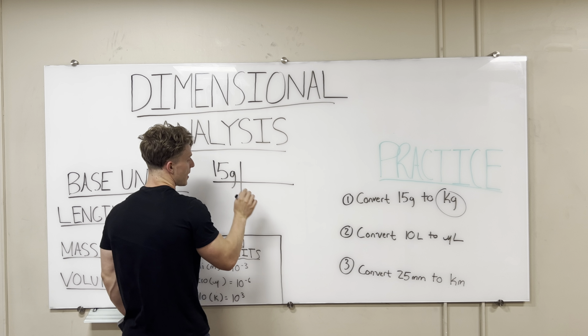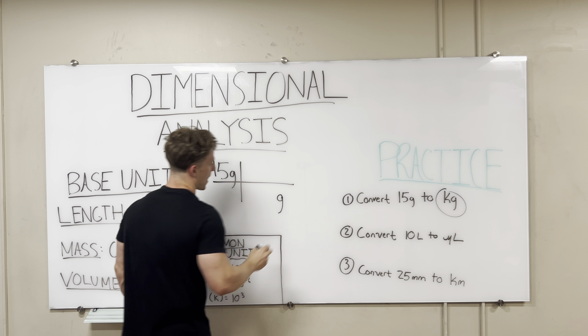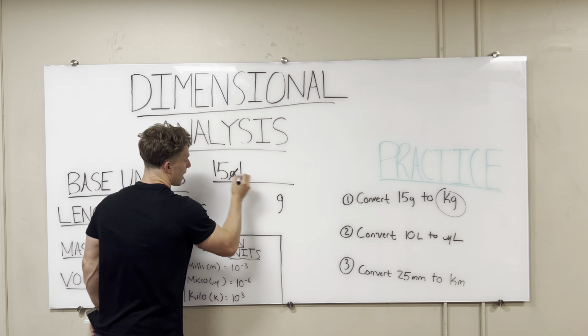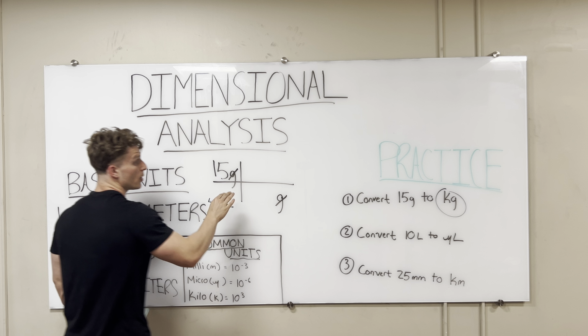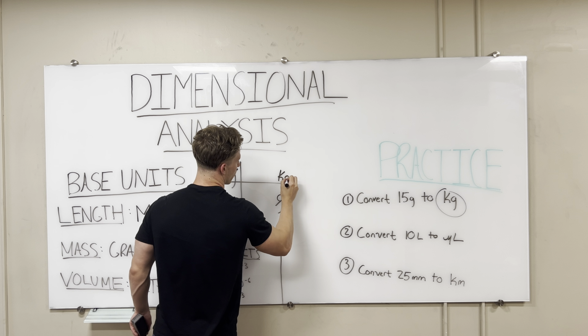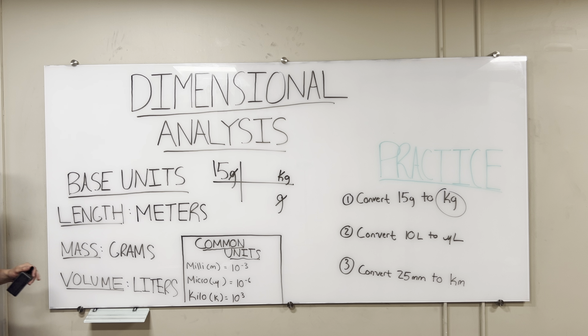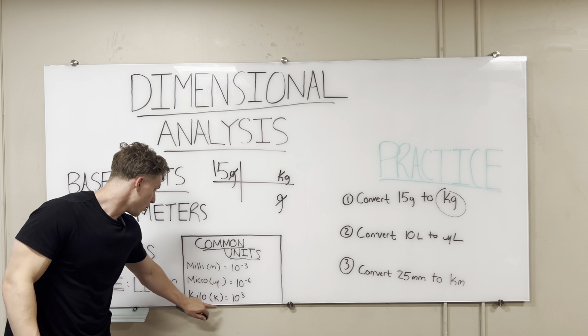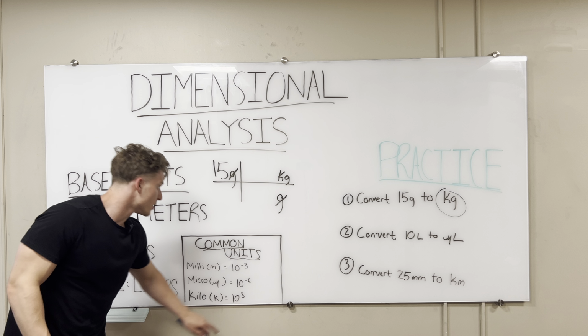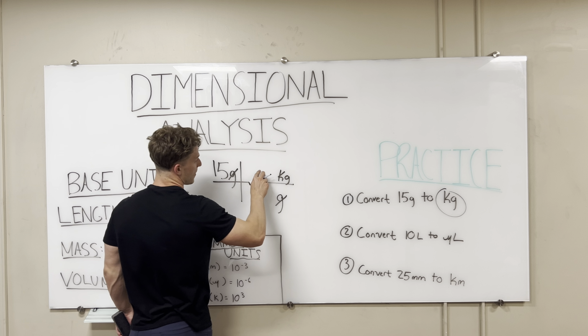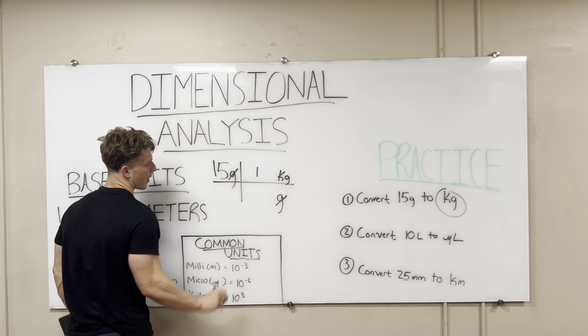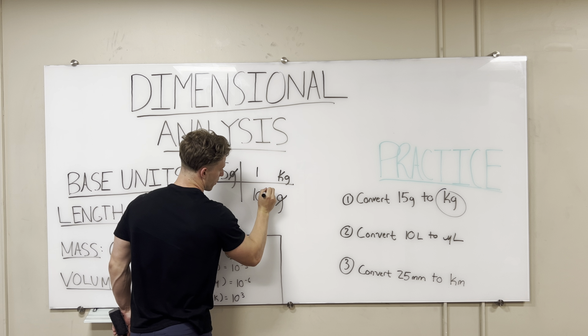So if I have grams up here, I need to make sure that grams are down the bottom so I can cancel those out and get the unit that I want, which is kilograms. Okay? So how am I going to do this from here? Well, we know for kilo, that's what we're trying to get to, it's 10 to the third. So what that means is that for every 1 kilogram, that is 10 to the third grams.